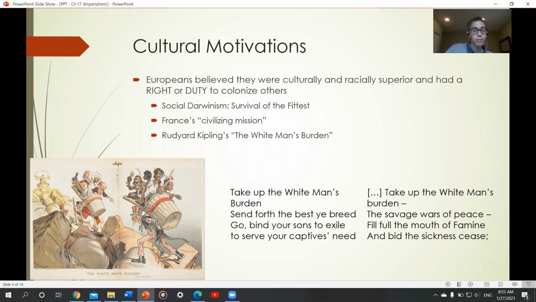If you fill full the mouth of famine, okay, Europeans need to feed the hungry. And bid the sickness cease, they need to get rid of sicknesses or cure the sick. And so this is saying the white men need to feed the hungry and cure the sick. And that is the white man's burden.